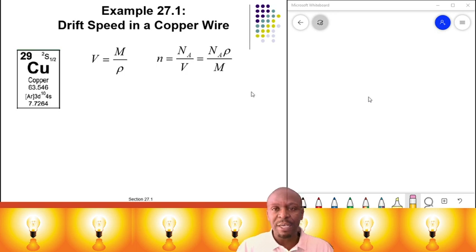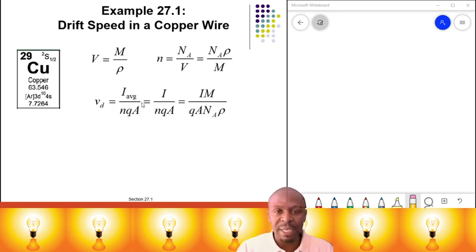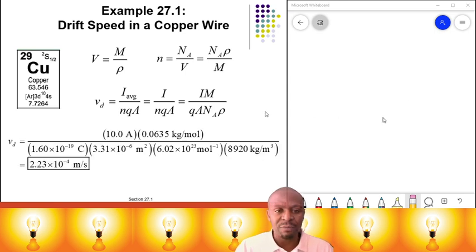Now from the average current, we can rearrange that equation and write the drift velocity. The average current is just the current that is going to pass through. When you replace n with what you have there, this is what you are going to have. And you have all these values for each symbol in this case. Now if you plug in the values, the drift velocity is going to be given by 2.23 times 10 to the power minus 4 meters per second.